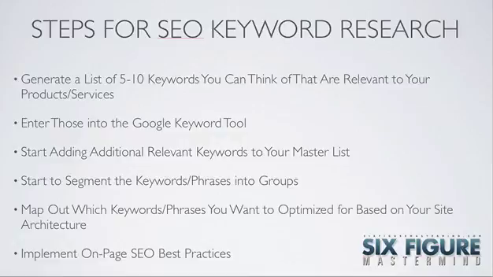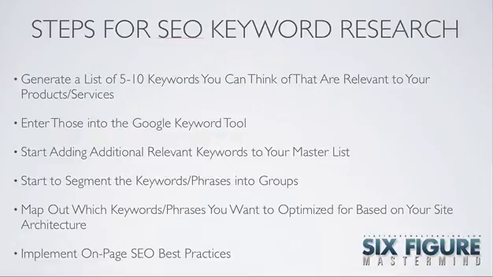And what you want to do is start to segment your key phrases into different groups, into different buckets, based on whatever the theme of those keywords are. And what you want to do is map out each key phrase or group of keywords you want to optimize for based on your site architecture.